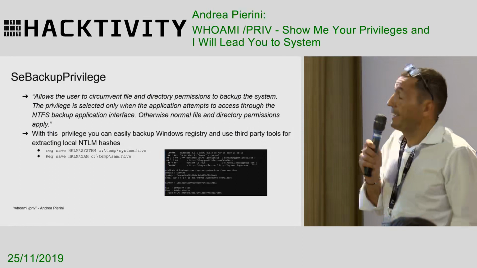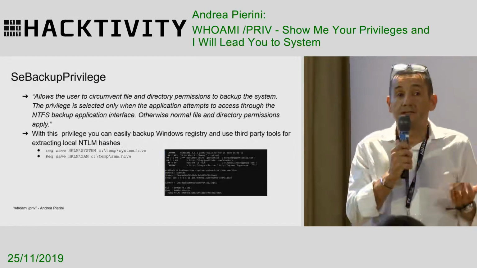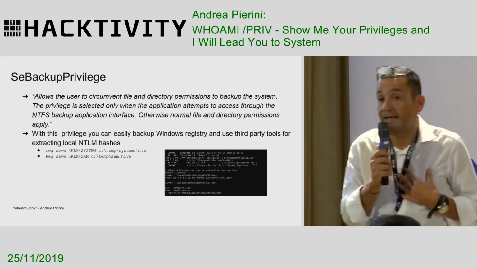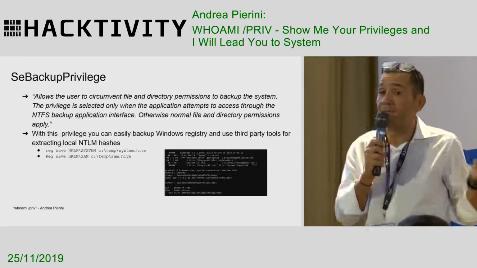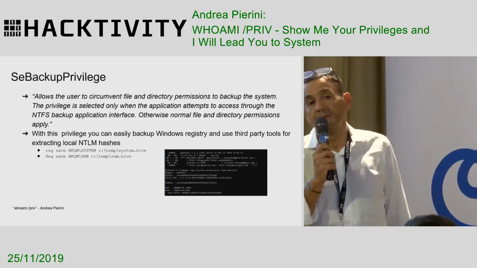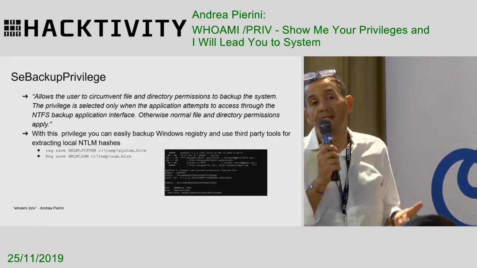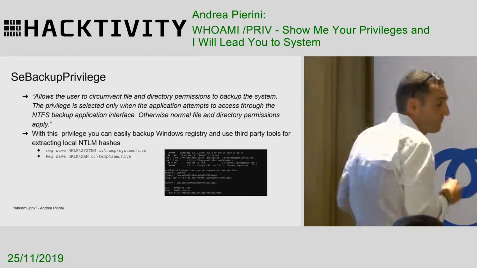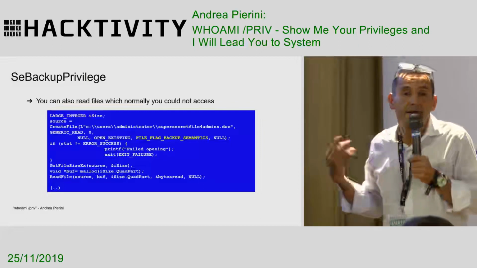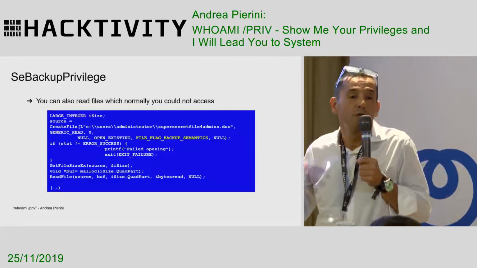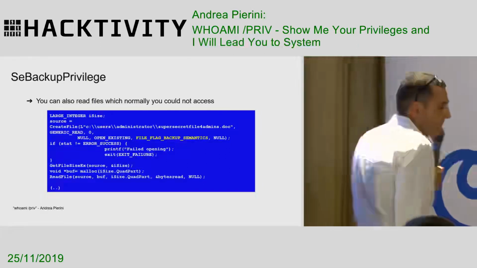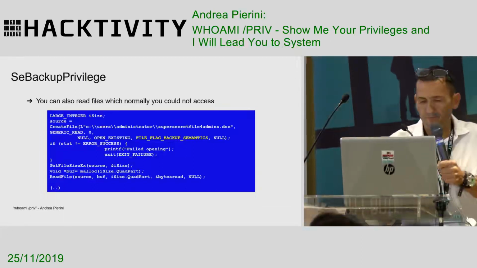In this way, I am doing it now with simple operating system commands, the reg utility, which allows me to perform a backup if I have backup privileges. So I will simply backup the system hive, and then with one of the tools, in this example Mimikatz, I will dump the hashes and obtain the hash of the administrator, for example. I can read files everywhere. In this case, I can read a file which only the administrator can access, always with the special flag, and then obviously copy it elsewhere.